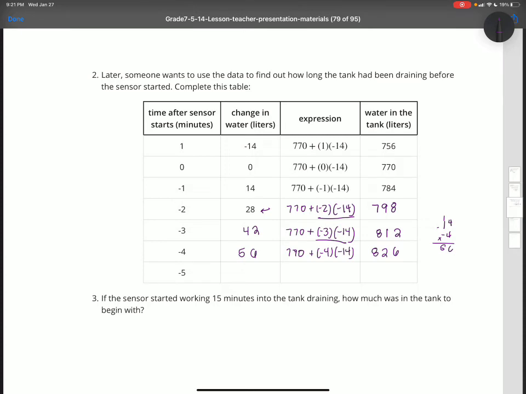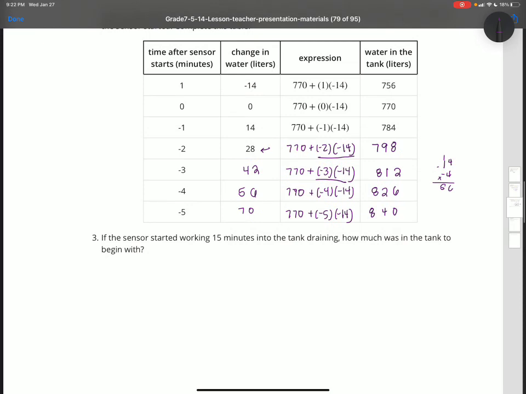Okay. The last line, we're doing the same thing. Negative 5 times negative 14, which is a negative times a negative would give me a positive. Okay, so negative 14 times negative 5 would give me a positive 70. Okay, and then I'm going to add that to 770. So it's 840. Okay, right.